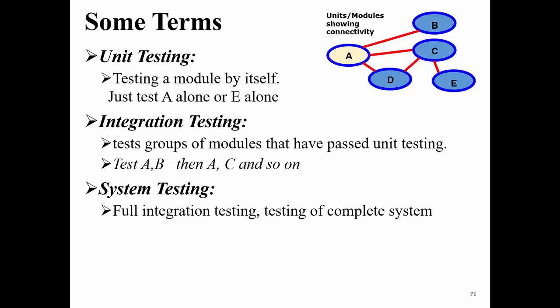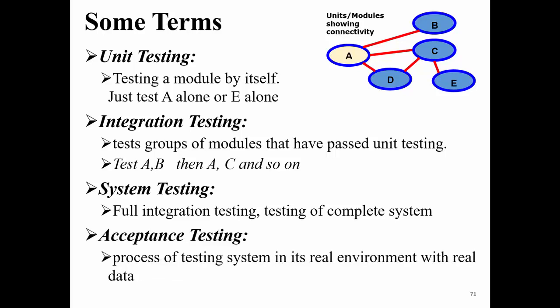System testing is where you put everything together. After unit testing and integration testing, you try to test the system all together. Then acceptance testing: you take the system after it passes the system testing and put it in the real environment. You give it to your end user and say, try this system and give me your feedback. You put your system in the real live environment and you see what the feedback is.